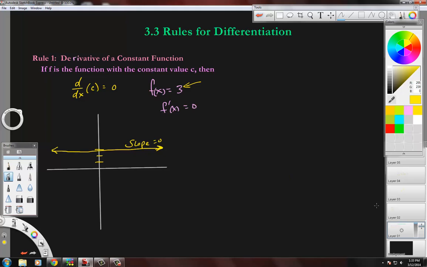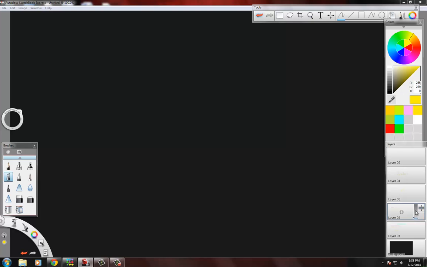I think that one's pretty simple, but it's important too because anytime you have a number and you have to take the derivative of it, it becomes 0. Now, let's look at the next one.